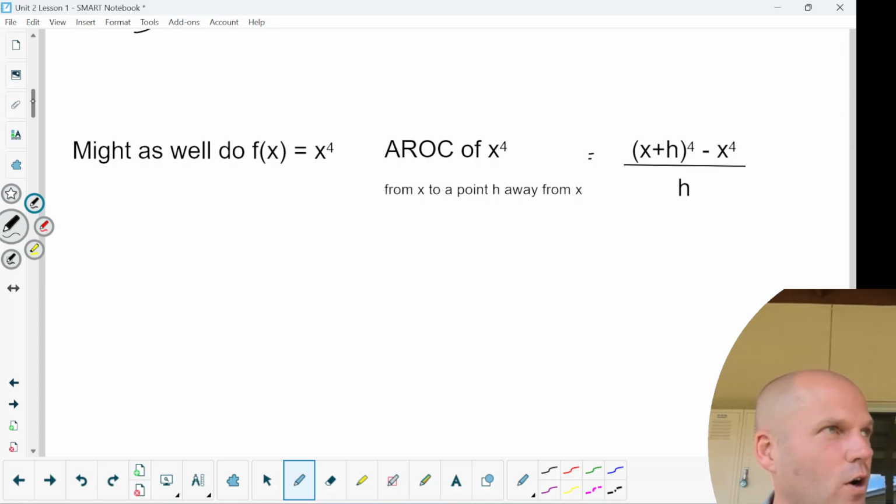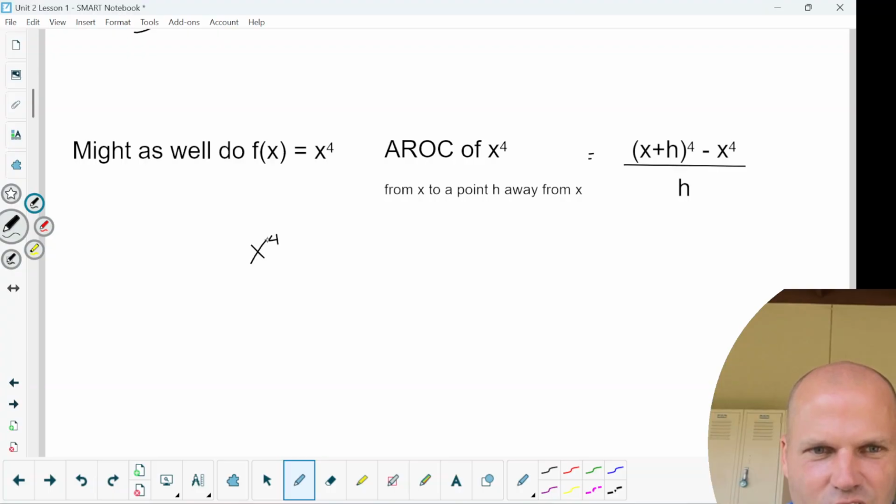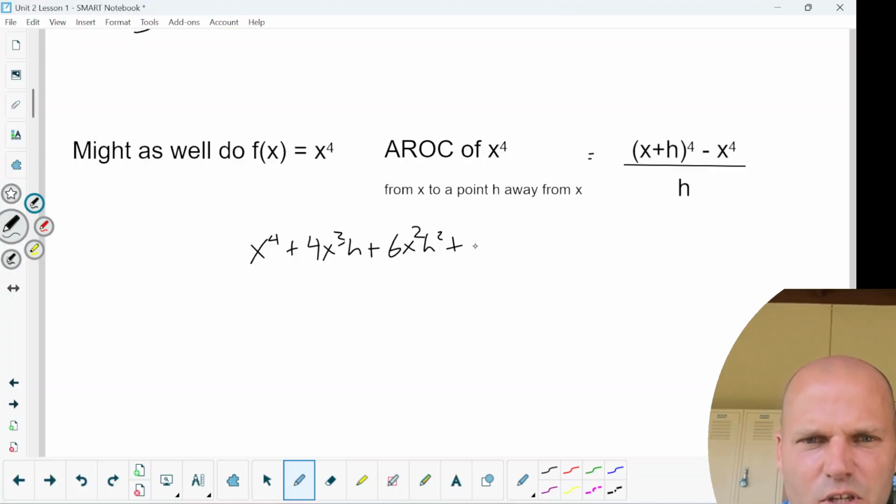Might as well do x to the fourth. I will remind you what it was. We had the Pascal's triangle, x to the fourth. We had the 4x cubed h. We had 6x squared h squared. So hopefully you're thinking, oh, Mr. Messer, I kind of already know what it's going to be. But maybe you don't.